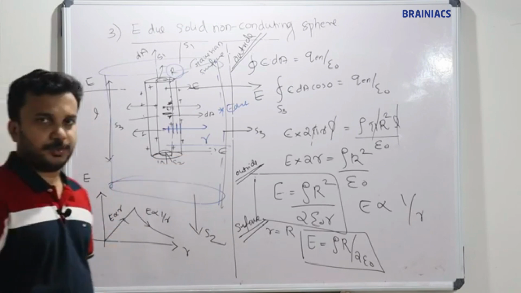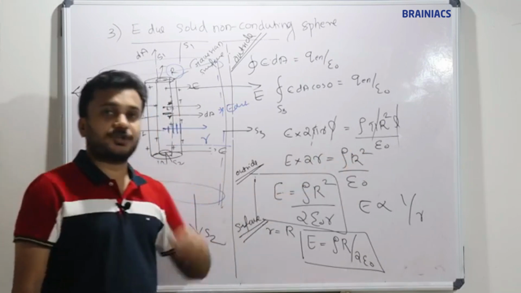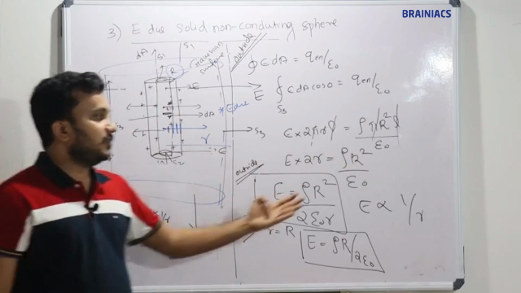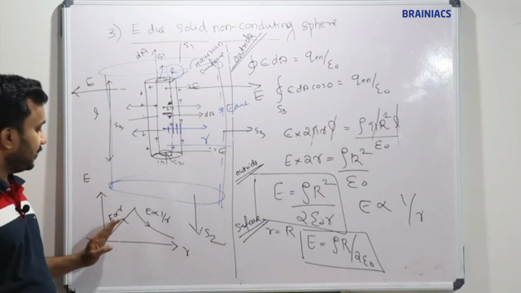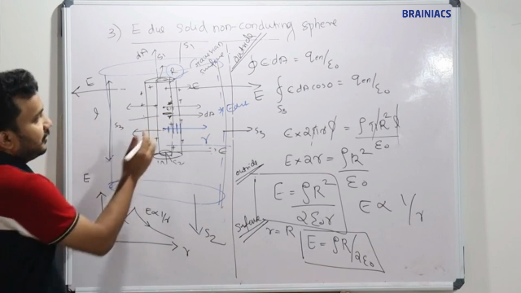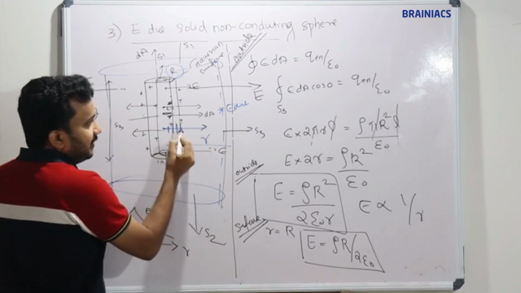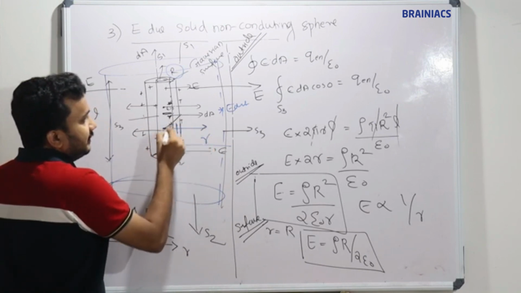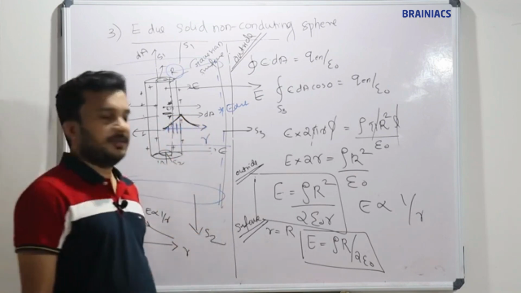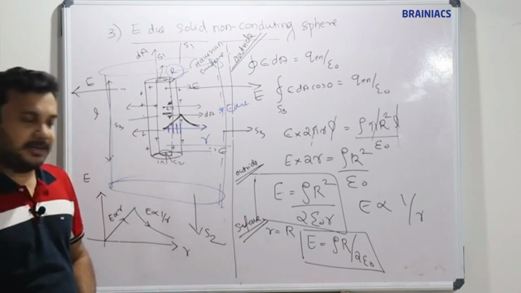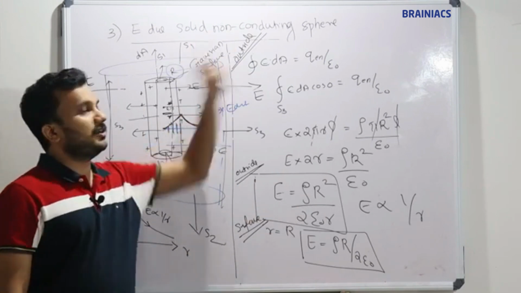So based on the 3 equations we got, electric field at the surface, inside E is proportional to small r, outside E is proportional to 1 by r. So based on that we have plotted the graph. Electric field is increasing inside. If you are going from the center towards the right, electric fields are increasing, and then electric fields are reducing when we are going outside. So 3 formulas will be there. These 3 formulas should be on your mind. So put it in a box: 3 formulas plus the graphical representation for a solid non-conducting sphere.